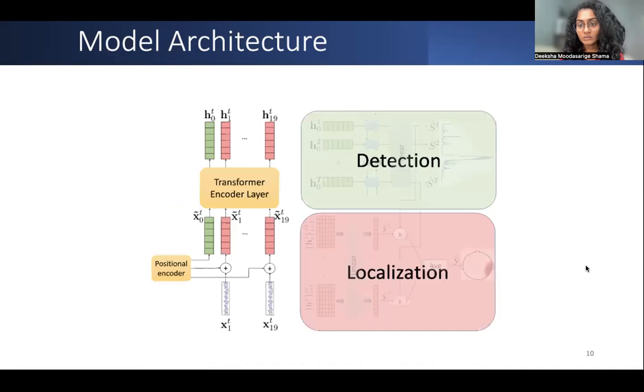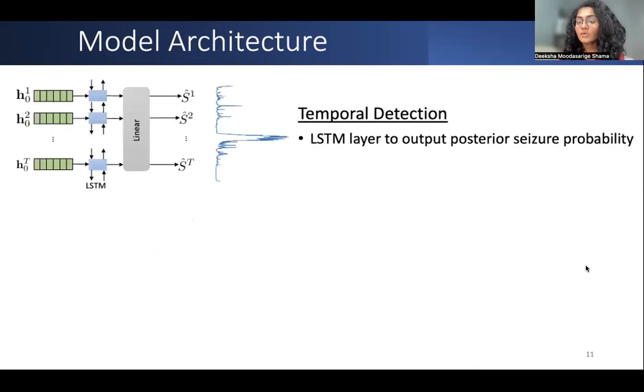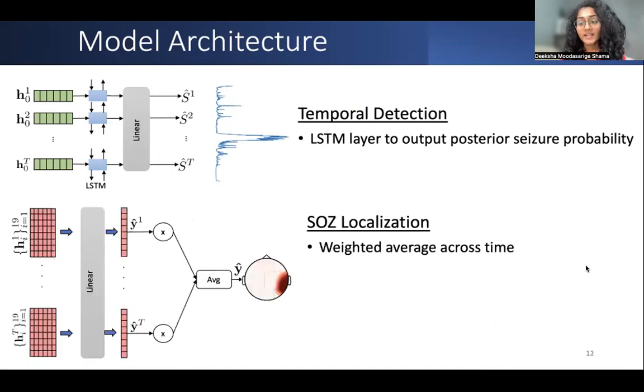The global and channel-wise encodings from the transformer are now fed into the detection and localization branches respectively. The detection branch consists of a bidirectional LSTM that processes H_0 across time to output the posterior on temporal seizure occurrence, S hat. Finally, in the third branch, we obtain the posterior on spatial SOZ vector, Y hat, using a smart pooling technique across time.